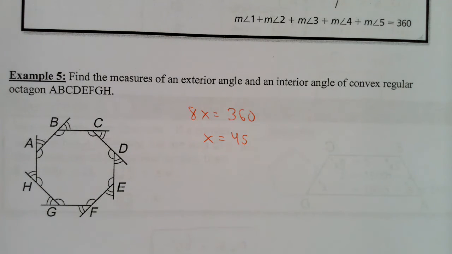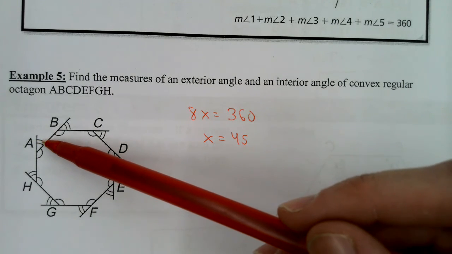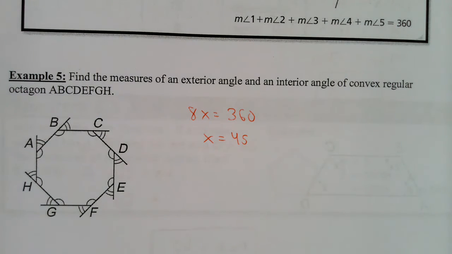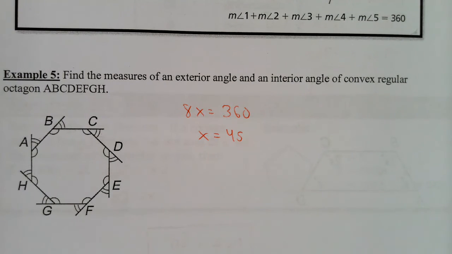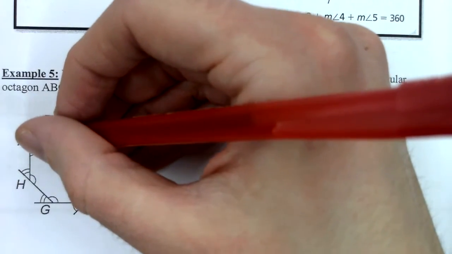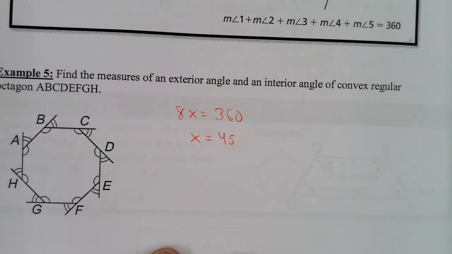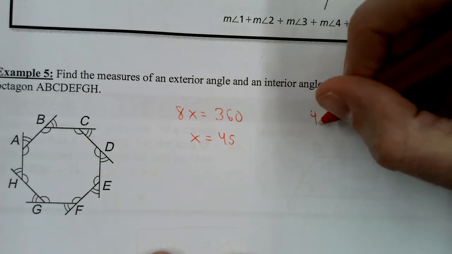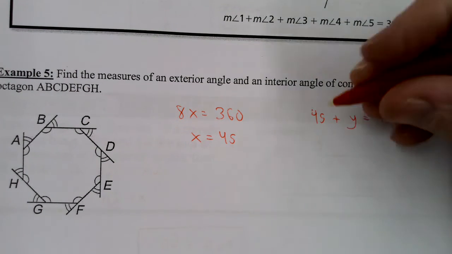How are we going to find an interior angle? Let's focus on A. We know this one. The one with the angle at 2 arcs, the exterior angle, that's 45. How can we find the interior angle? There's a bunch of ways you could do it, but they form a linear pair, so they have to add to 180. So I'm just going to say, I guess I'll do y this time because I just used x. Let's say 45 plus y equals 180. So y would equal 135.